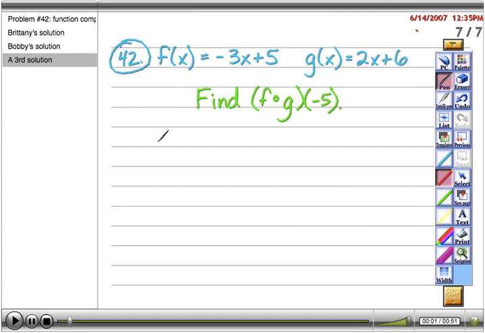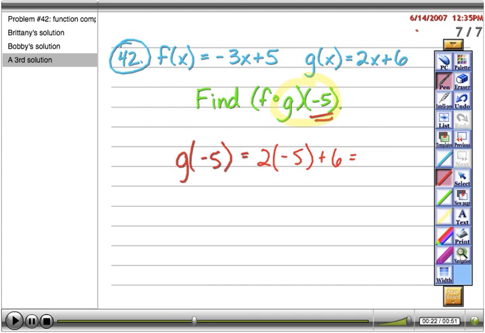Okay, here's another method that you could use. If we're going to evaluate at negative 5, the first thing I'm going to find is g of negative 5. So g of negative 5 means I'm going to take function g and plug in negative 5 here, right? 2 times negative 5 plus 6 is negative 4, right? Then, so I already evaluated this part, now I'm going to find f of that answer. So now f of negative 4, now I take this answer and I substitute it in the other one.